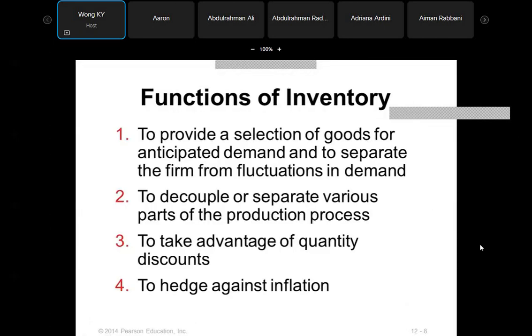Okay, what are the functions of inventory? Why do we need inventory? First, to provide a selection of goods for anticipated demand. So in other words, inventory helps us to fulfill customer demand. Okay, and to separate the company from fluctuations in demand. In other words, to protect the company from fluctuations in demand.